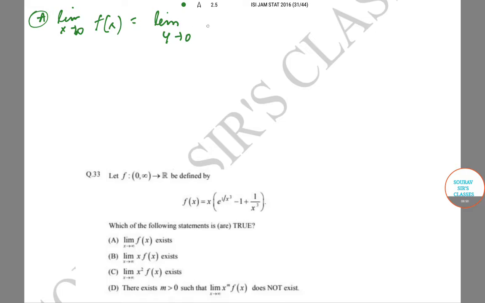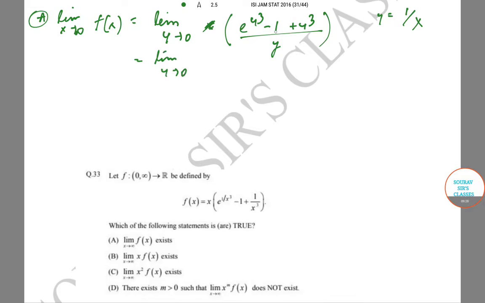y goes to 0, x times e to the y cube minus 1 plus y cube by y. We don't have an x here, sorry. This is after we take y equal to 1/x. When x goes to infinity, y goes to 0. So we just replace all the 1/x's by y's and x by 1/y. So this is just limit y goes to 0, e to the power y cube minus 1 plus y cube by y.